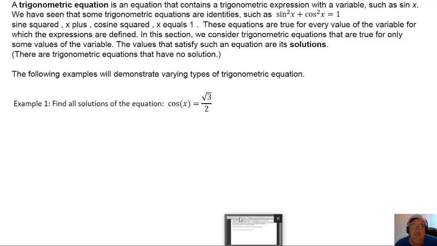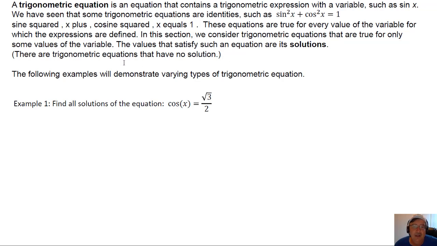And we have seen that some trigonometric equations are identities, such as sine squared x plus cosine squared x equals 1. These equations are true for every value of the variable for which the expressions are defined. Now, in this section, we're going to consider trigonometric equations that are true for some values of the variable, and the values that satisfy such an equation are its solutions.